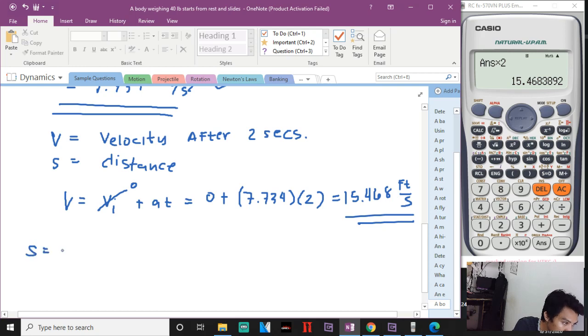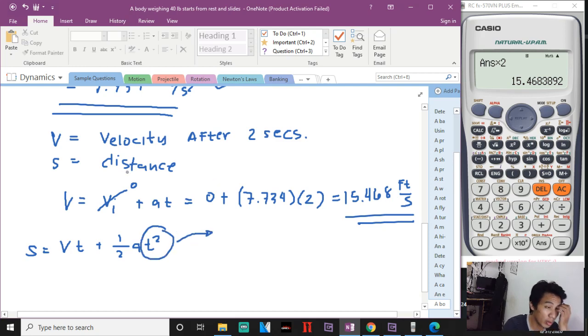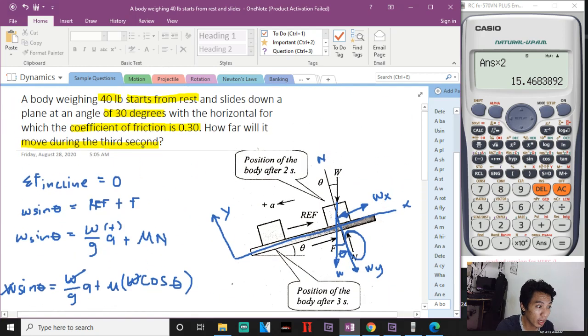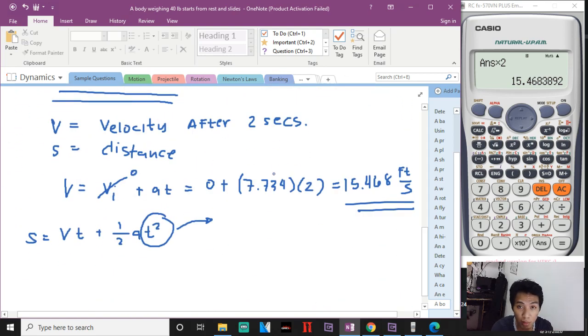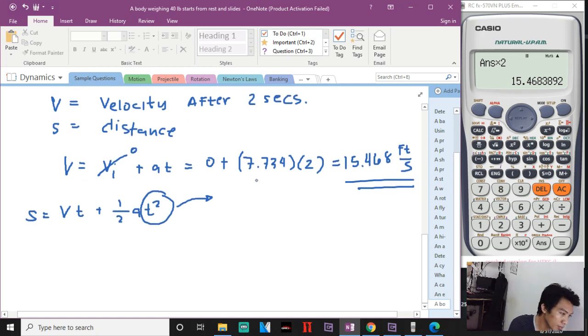Okay. S will be equal to VI or V times T plus 1/2 A T squared. Ngayon yung T, ito, dito tayo magkakatalo. What is T? Ang sabi dito, yan no, tignan nyo. After, how far will it move during the 3rd second? Ibig sabihin, after 2 seconds, mag-move pa siya for 1 second. Okay?